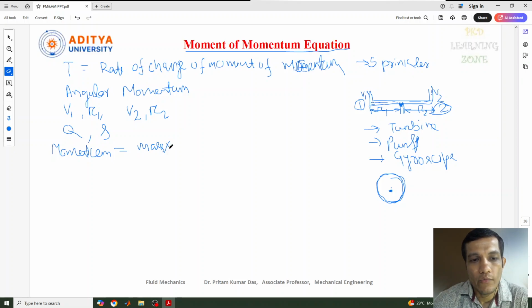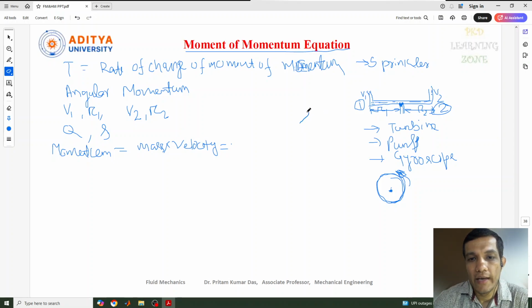Momentum is mass into velocity. This equation we already studied in our previous videos, so we know this one. That means to calculate the momentum of a fluid, like how it is acting or how it is rotating, we need to calculate what the mass of the fluid is and what the velocity is. So this one I can write here as mass into velocity.